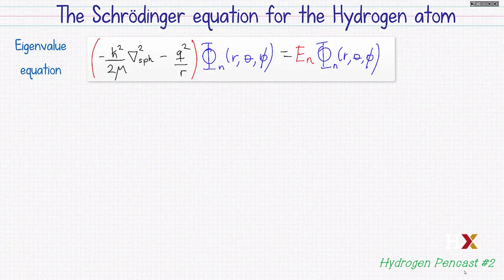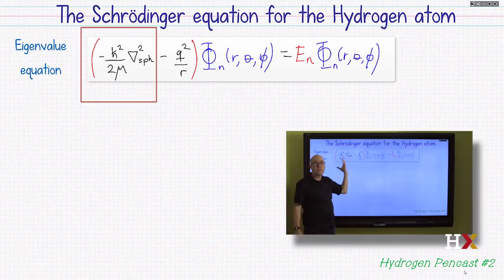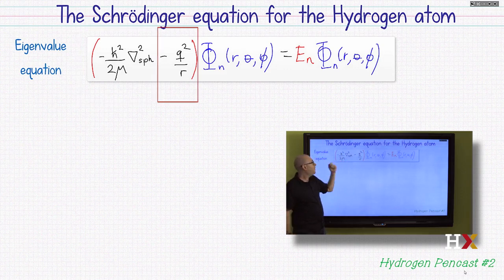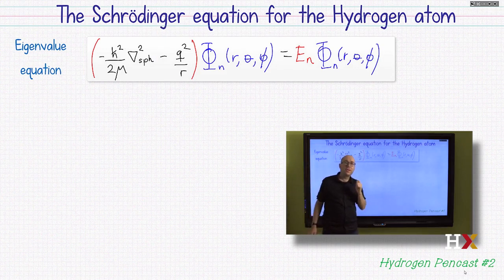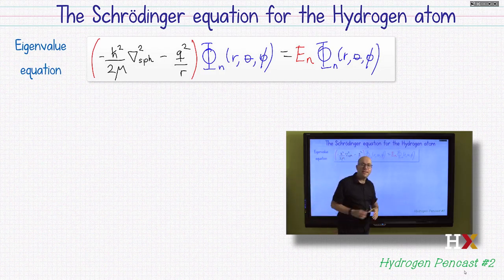So here we have, again, the kinetic energy for the single particle in 3 dimensions, and then we have the potential energy in the Coulomb form. But notice that I wrote a subscript called SPH. The reason is that these 3 dimensions are expressed in a radius and 2 angles theta and phi. And why is that? Due to the spherical symmetry of the hydrogen atom, it's much easier to think about it in these coordinates rather than in Cartesian coordinates.